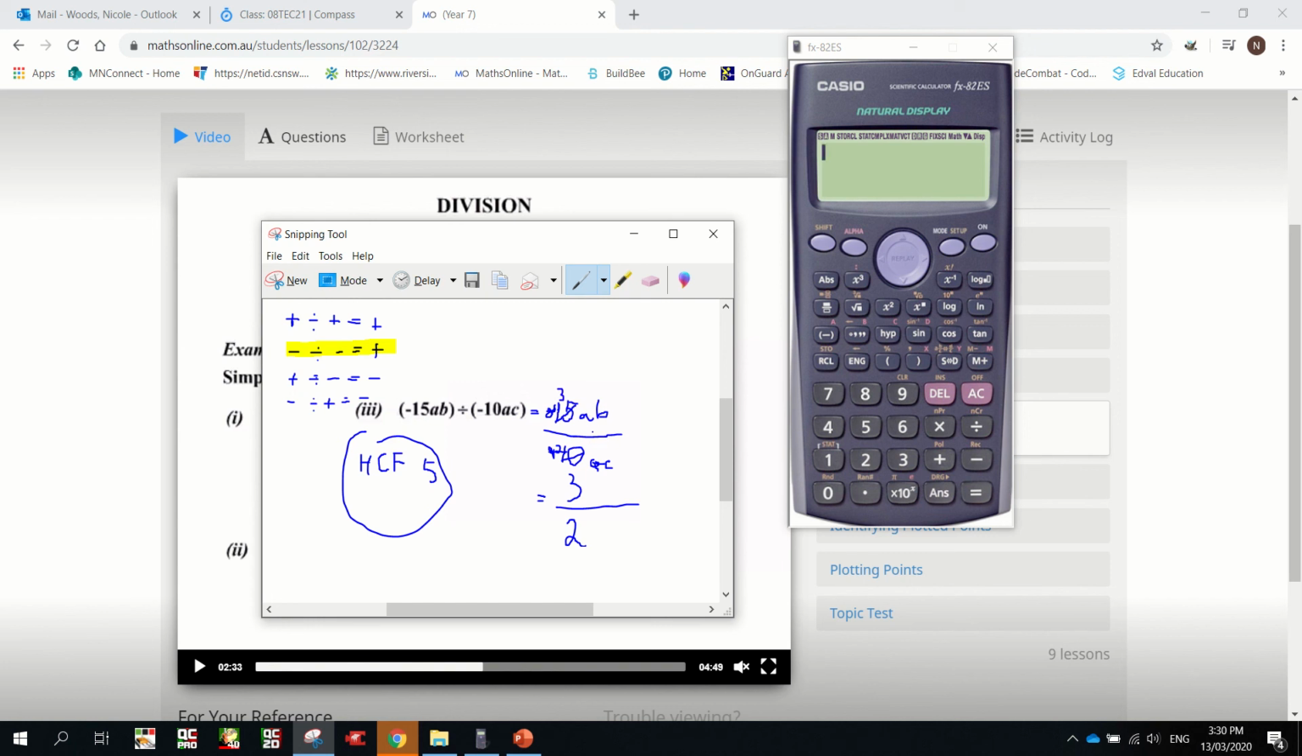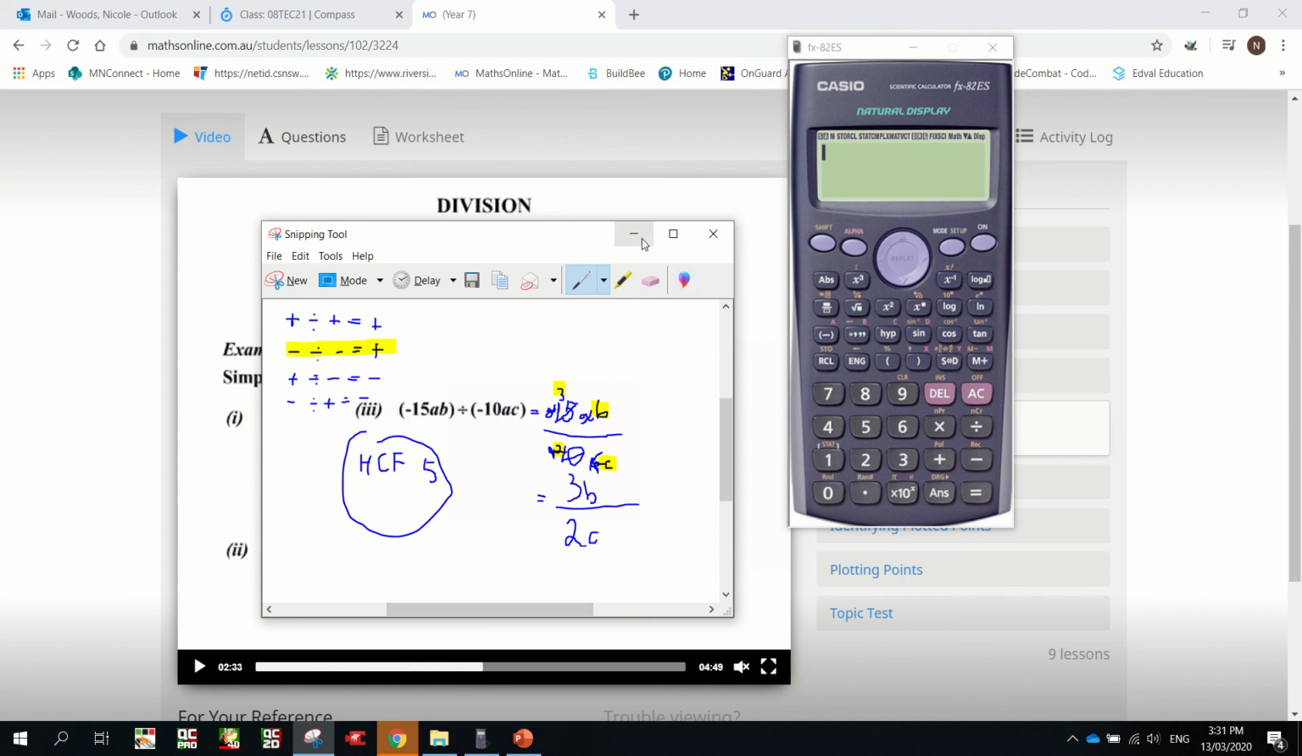We've got an A in the top and an A in the bottom. Cancel them out. Okay, we don't have a B in the bottom, we don't have a C in the top, so they have to stay. So what are we left with? Our 3 and our B and our 2 and our C. So we copy those down the bottom. There was a 3, here's the B, and there's the 2, and here's the C.